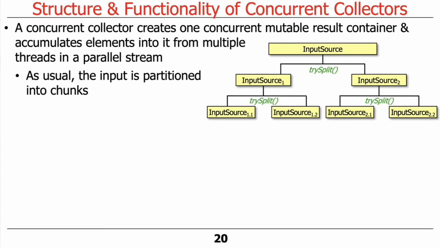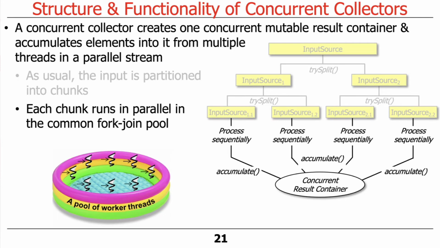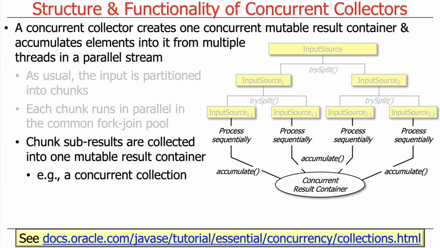As usual, just like we did with the non-concurrent collectors, the input is partitioned up into chunks. That doesn't change because we're doing parallel streams. Each chunk runs in parallel in the common fork join pool. That does not change. However, what does change is that these subresults, as they're finished, are simply added directly to the concurrent result container, the one and only concurrent result container.